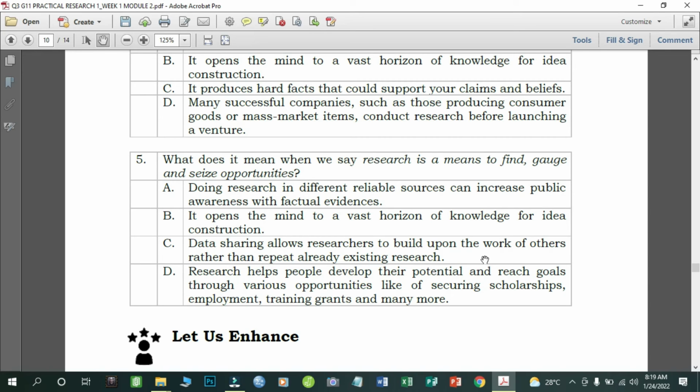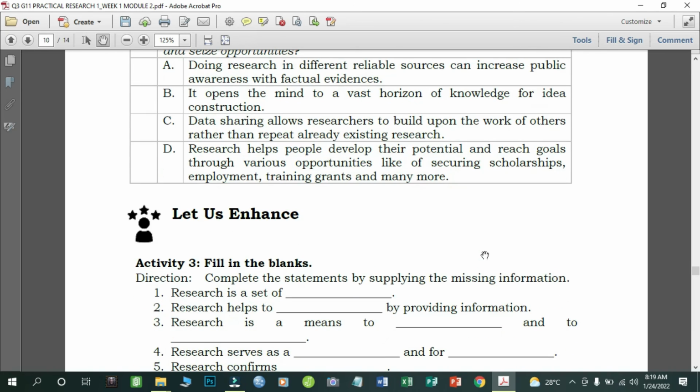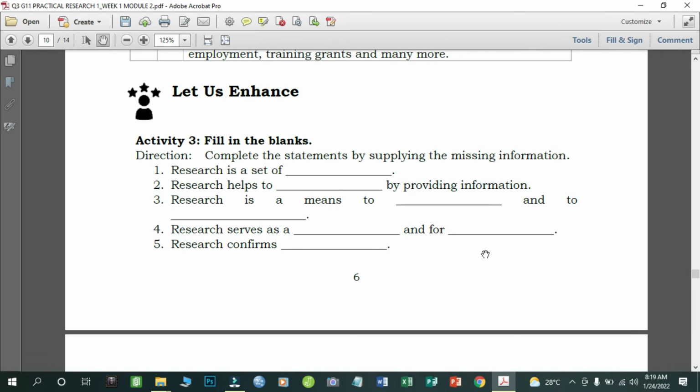Okay, what's your answer? It's letter? Okay, correct. Letter D. Okay, I hope you got all the answers correctly. Okay, another activity.